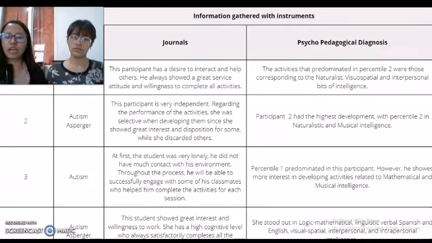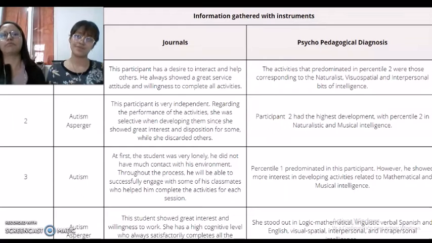Participant 3 was very lonely at the beginning, but during the intervention he was boosting his interpersonal relationships because he got support from his partners. And the last participant always showed a great interest in developing all the activities, and she has a high level of cognitive abilities.